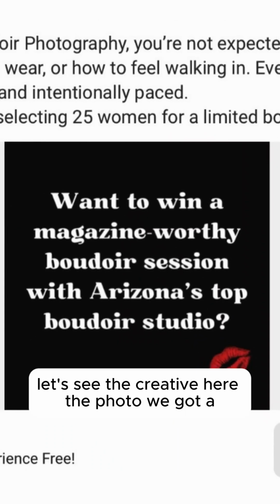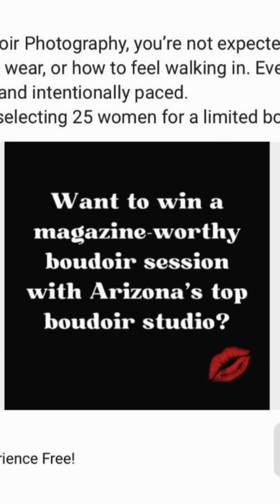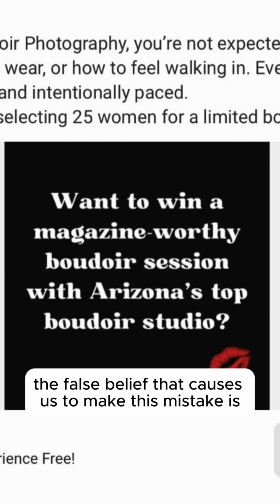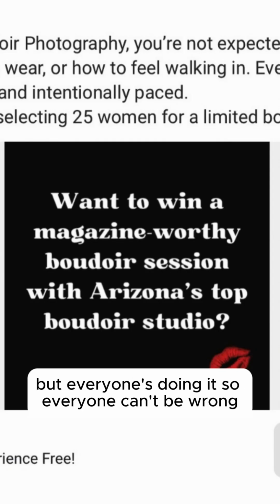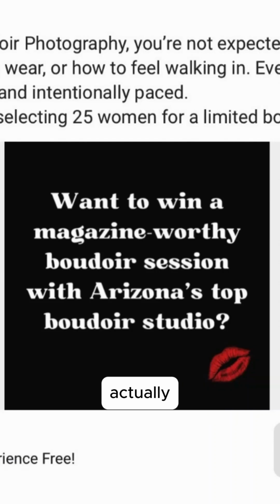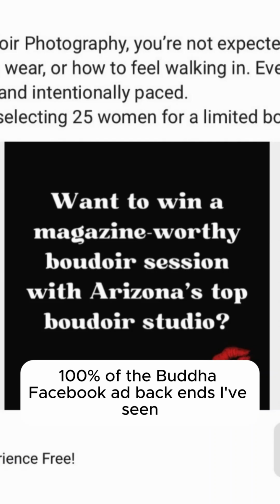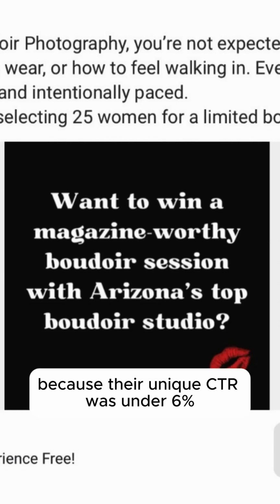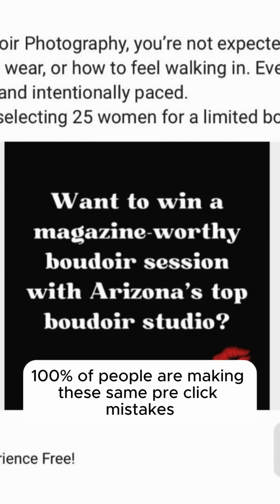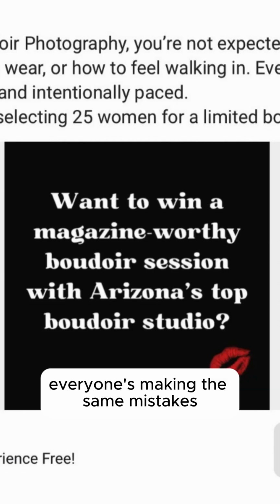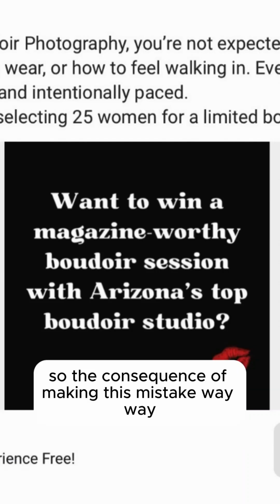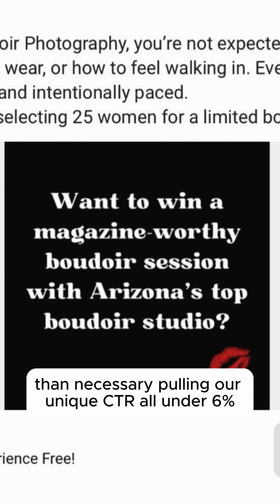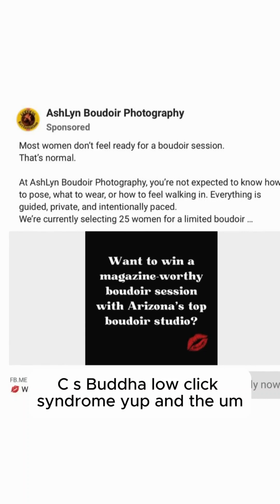Now, let's see, the creative here, the photo. Looks like a creative mistake, or an ad mistake. The false belief that caused us to make this mistake is, yeah, we've seen a bunch of other Boudoir Facebook ads that look like ads, but everyone's doing it, so everyone can't be wrong, can they? Well, actually, 100% of the Boudoir Facebook ad backends I've seen, and the Boudoir Facebook ads I've taken from the marketplace and tested myself, 100% of them have had BLCS, Boudoir low click syndrome, because their unique CTR was under 6%. That's because 100% of people are making these same pre-click mistakes. Everyone's making the same mistakes, and everyone's throwing their money away. So the consequence of making this mistake is way more women are going to be scrolling by our Boudoir Facebook ad than necessary, pulling our unique CTR under 6% and contributing to BLCS, Boudoir low click syndrome.